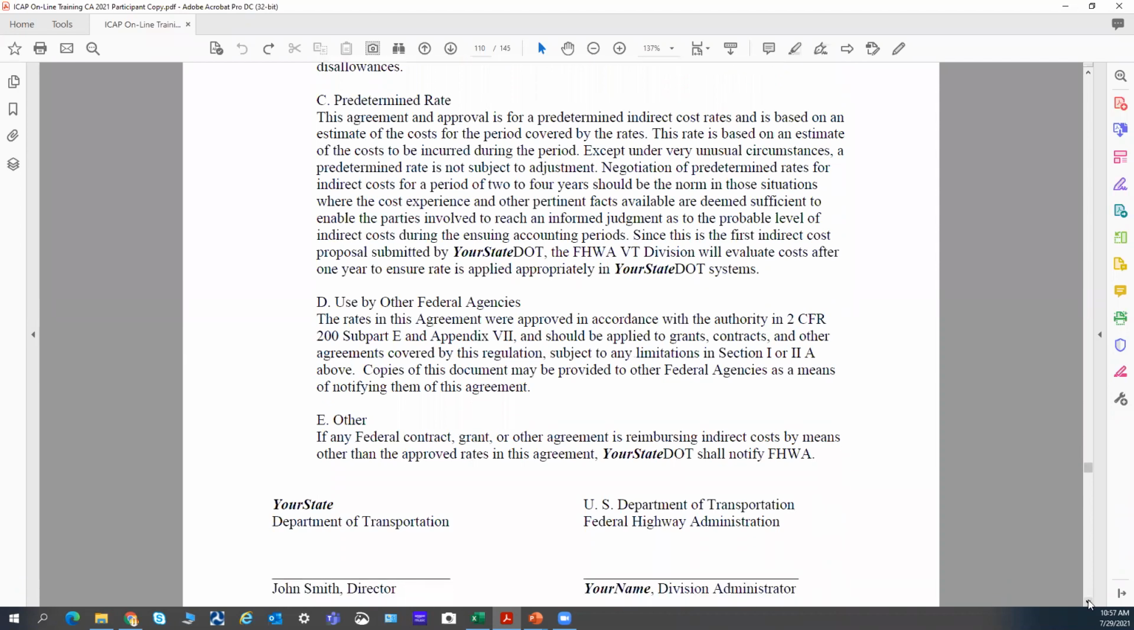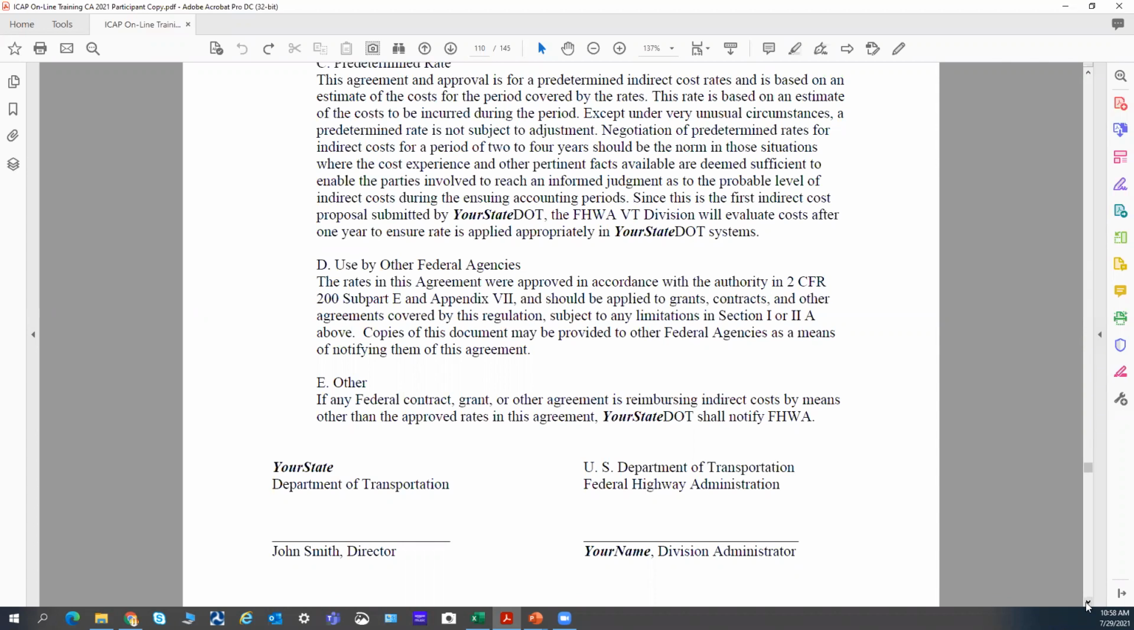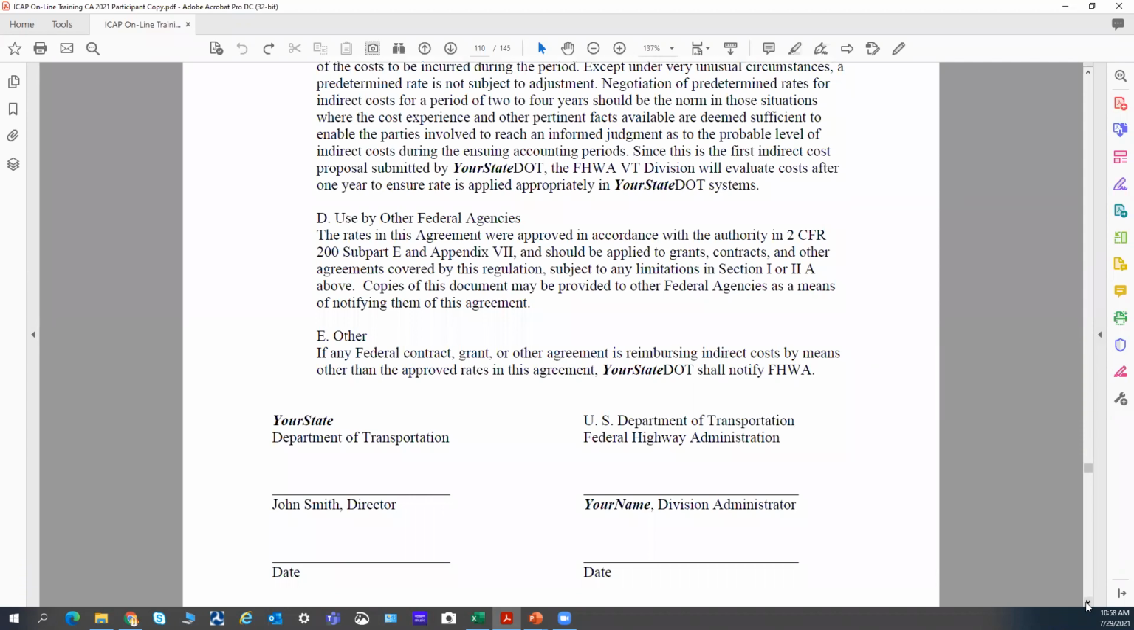Here's a good statement in the agreement that talks about use by other federal agencies. So for FHWA, when we approve a state DOT ICAP, because we are the Cognizant agency for all the departments of transportation across the country, once we approve a rate, they can use that rate for other federal programs. So that's what that statement talks about. And as you can tell, this agreement is pretty much designed for DOTs and FHWA, but it could easily be used as a template for Caltrans or any other cognizant agency for an ICAP agreement.